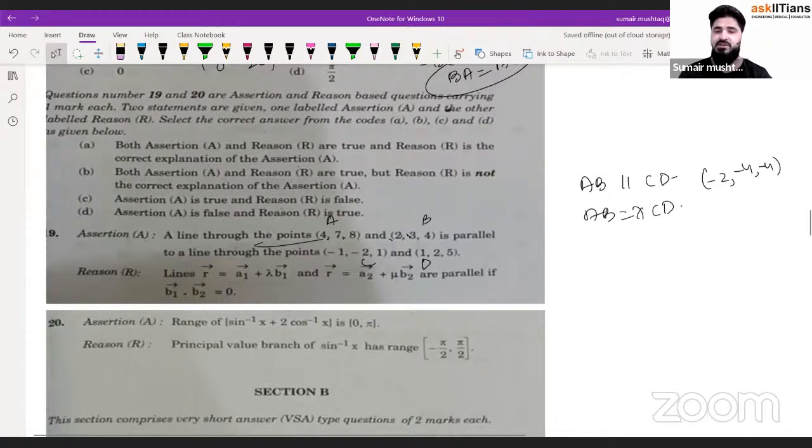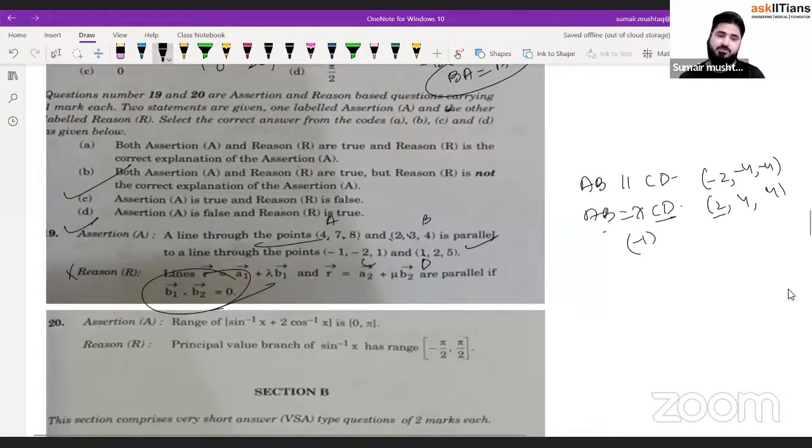What are the coordinates of CD? Yes, I need to find the coordinates of CD. This is 1 minus 1, that is 2, 2 minus 2 plus 2, that is 4, and 5 minus 1, that is 4. You can see this AB is equal to negative 1 times CD, so they are parallel to each other. So this is true. Now it is saying r is equal to a1 plus lambda b1, r is equal to a2 plus mu b2, are parallel if b1 dot... No, this is not correct. So the reason is false, assertion is true. So this will be the only solution, right? That's option C.